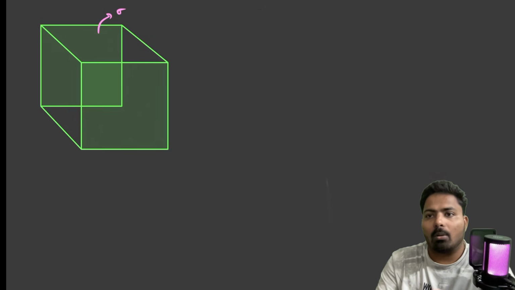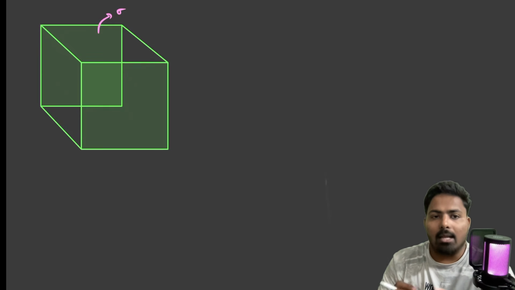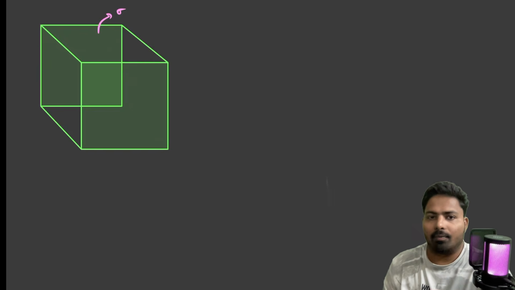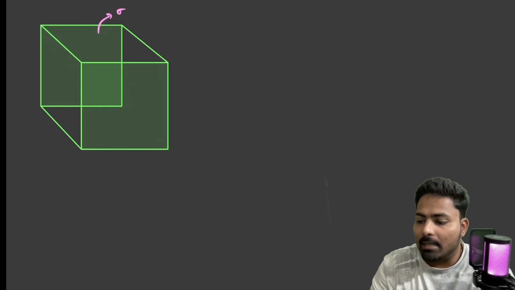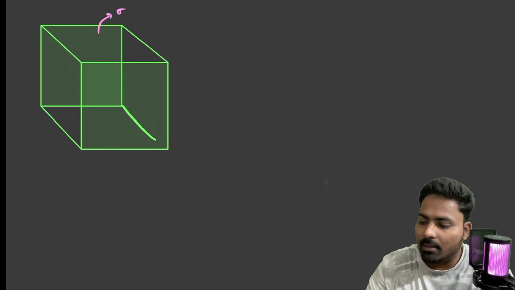Here we know one more important thing in the basics: a charged particle cannot apply any force on itself, right? It can apply force on any other charge that is present in its vicinity, but it cannot apply force on itself. So let's say I am considering this face over here. What is the face that I am taking?